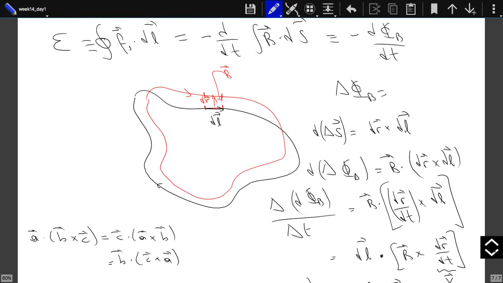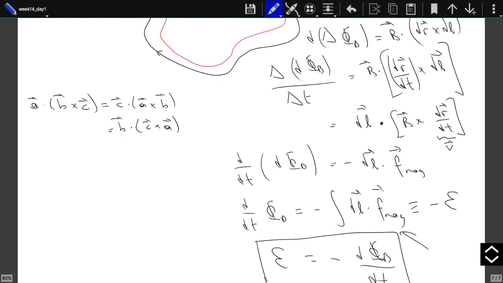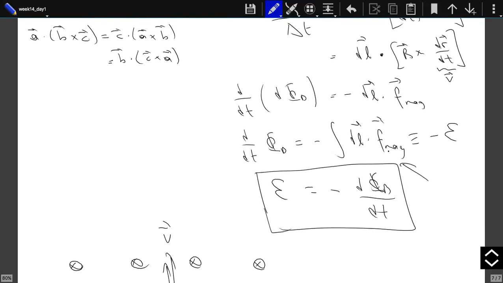Let's assume we induced an EMF of epsilon. Each 2 points on the loop a voltage difference of epsilon. So no, not 2 points. You see, EMF is not a voltage difference. Already, one reason we are writing the EMF in this form.